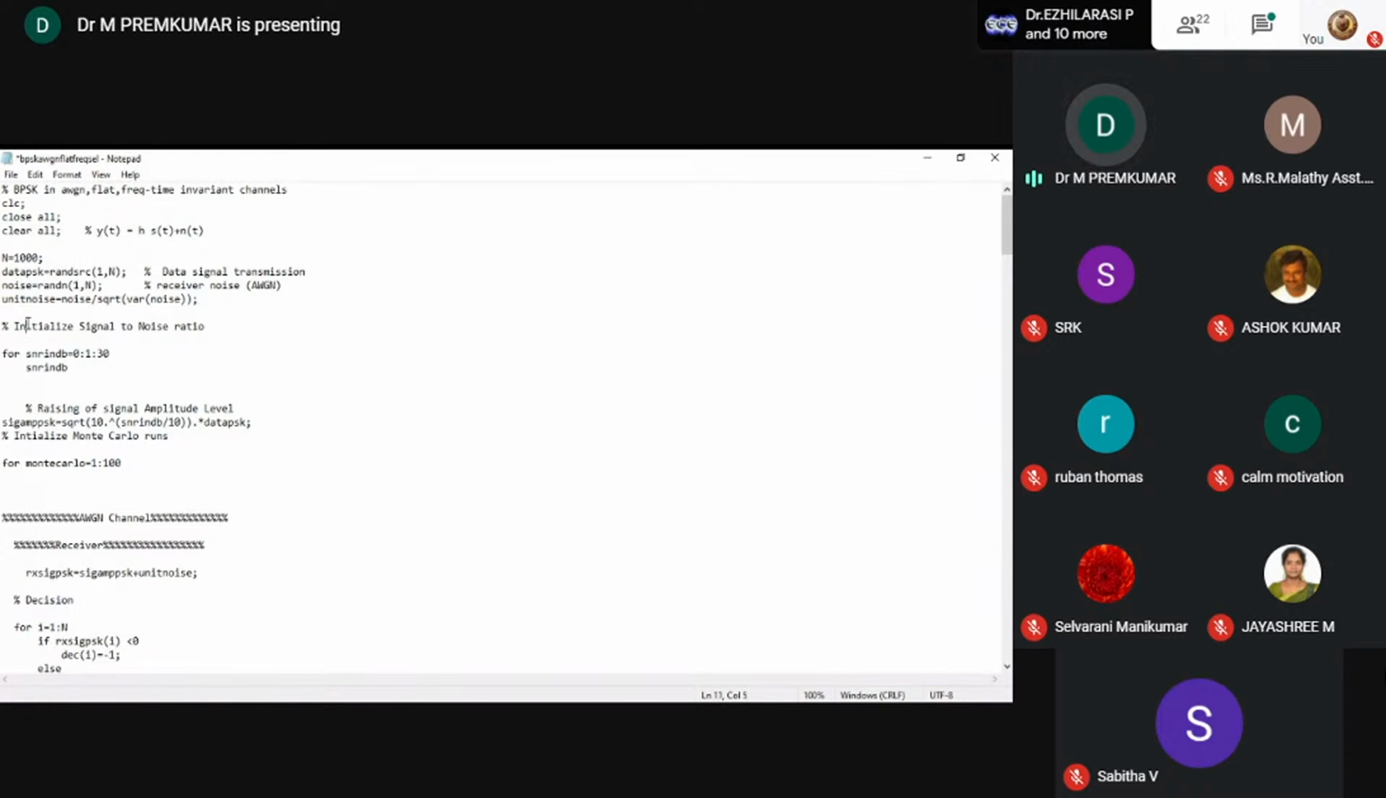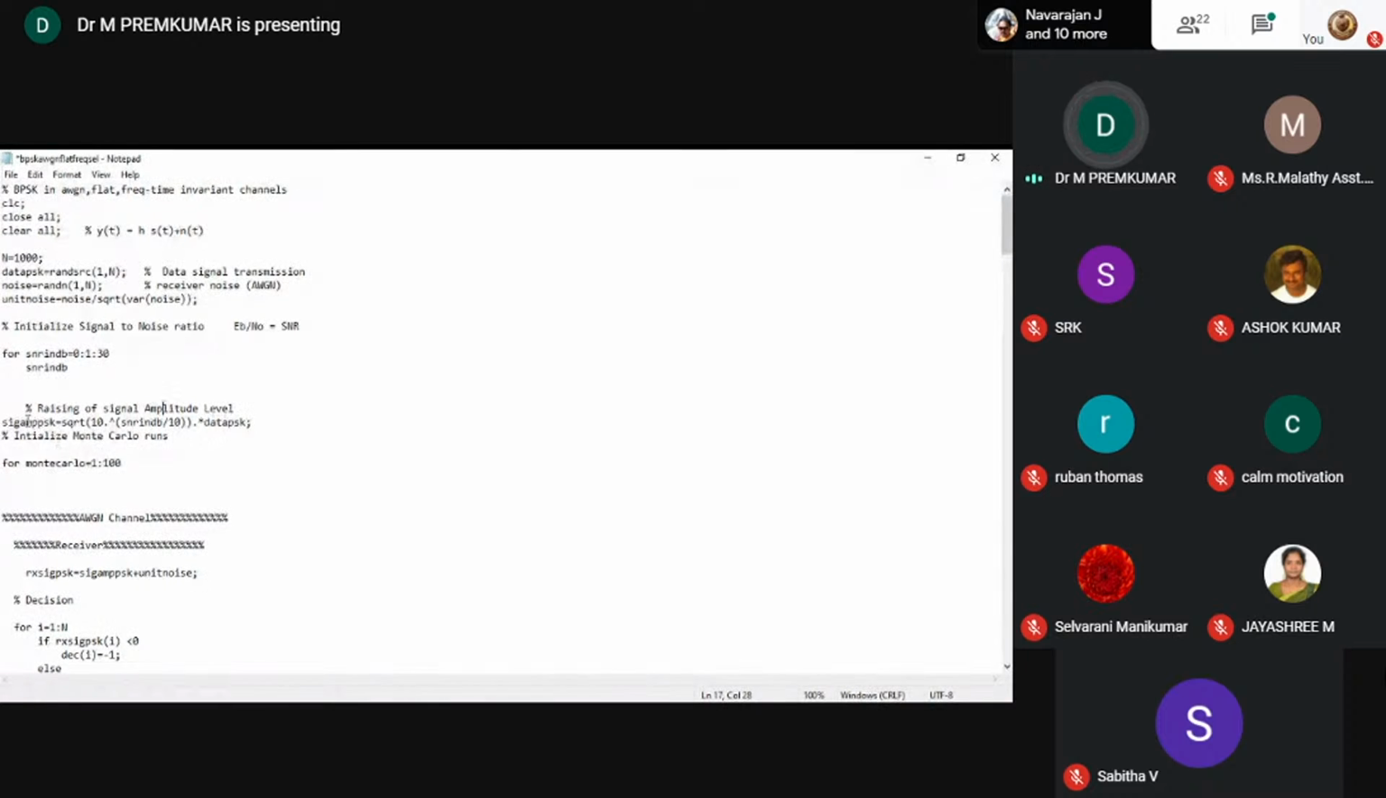So now what we do is we initialize the signal to noise ratio. Signal to noise ratio is nothing but EB by N naught, or SNR. We initialize the signal to noise ratio by using a for loop, with values 0 to 30. And in case we want to display the signal to noise ratio in MATLAB, we can give the loop command exactly next again.